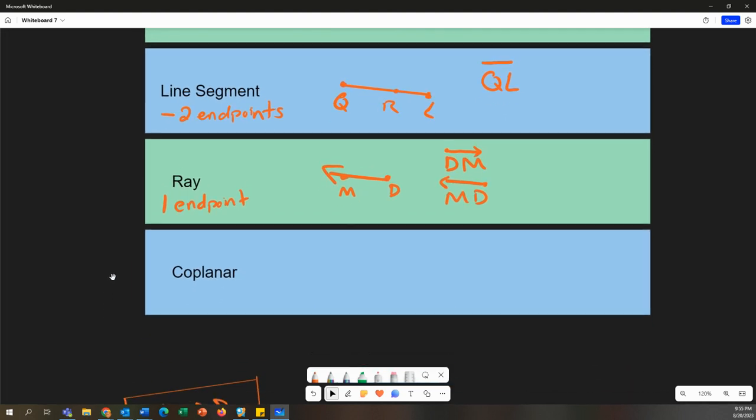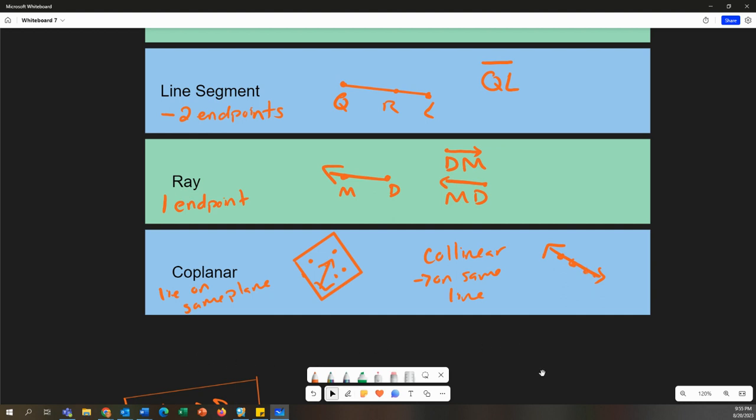Okay, coplanar. Coplanar means they lie on the same plane. That means if I draw a plane here, all of this stuff inside this plane is all on the same plane. You also have collinear, which means on the same line. So if I have a line over here, if points are collinear, they're all going to be on that line.